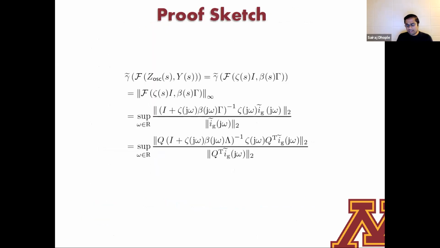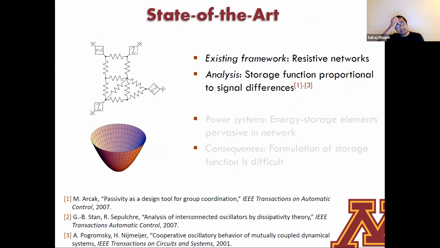All right, so I'll give you a very quick sketch of the proof for those of you who might be theoretically inclined or just intrigued. The idea here is that the first thing you might think of doing is to construct a storage function or a Lyapunov function that might be proportional to signal differences. And that does work, but it works very well given the parameters that I have specified for resistive networks.